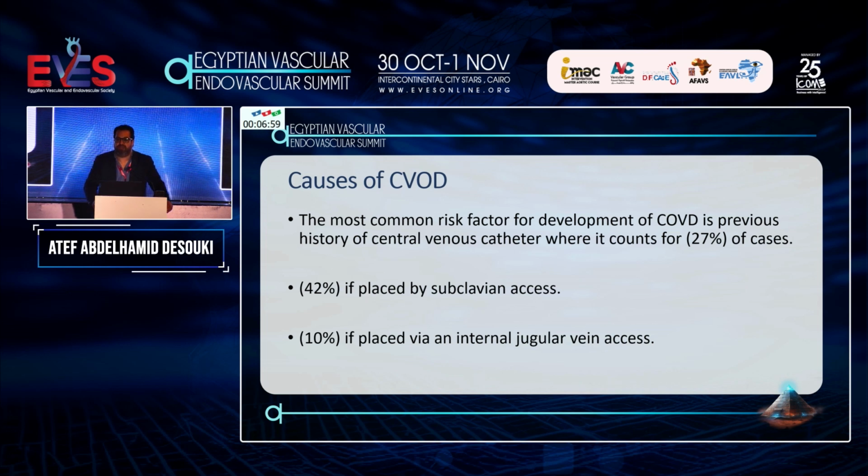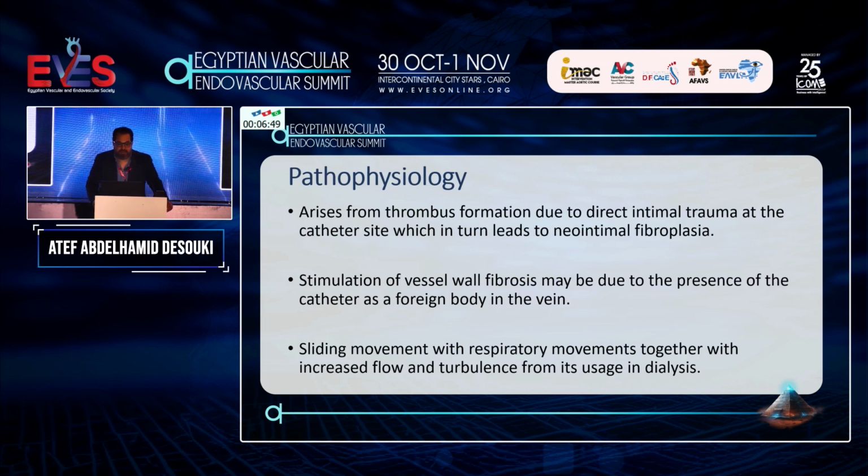As for the cause of the CVO, the most common risk factor is a history of central venous catheter, where it occurs in 27% of the cases. 42% of them were placed in the subclavian and 10% in the internal jugular vein axis. The pathophysiology is always due to formation of thrombus that causes trauma to the intima and develops neointimal hyperplasia. This stimulation of vessel wall fibrosis may be due to the presence of the catheter as a foreign body in the vein, the sliding movement or the respiratory movement, together with increased flow and turbulence from its usage in dialysis.